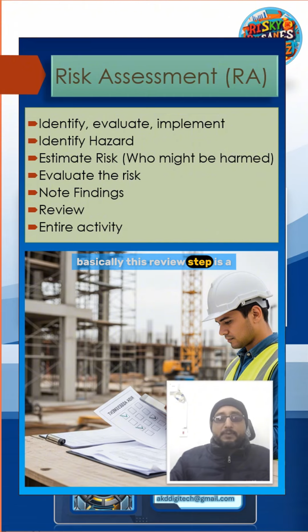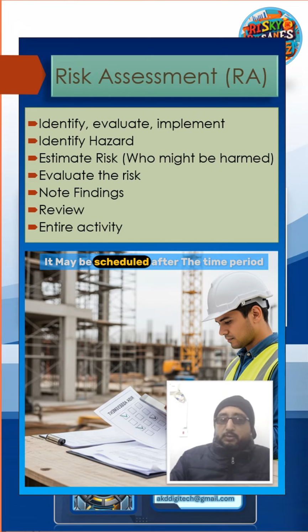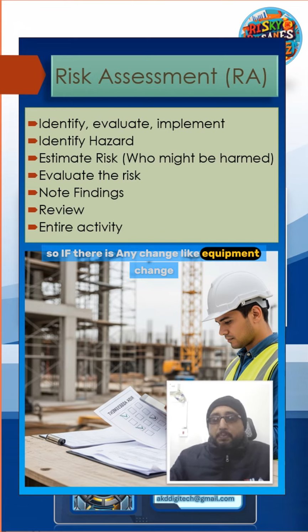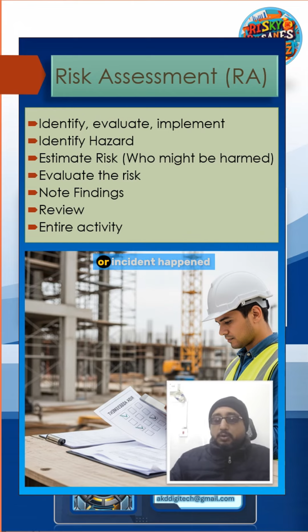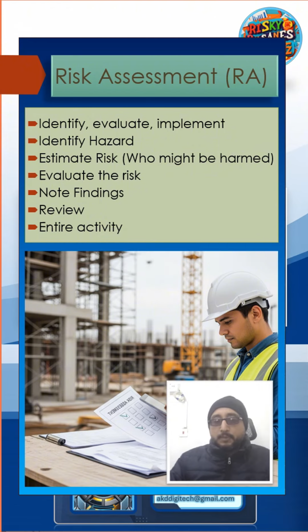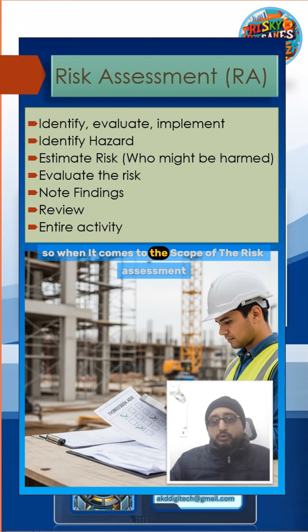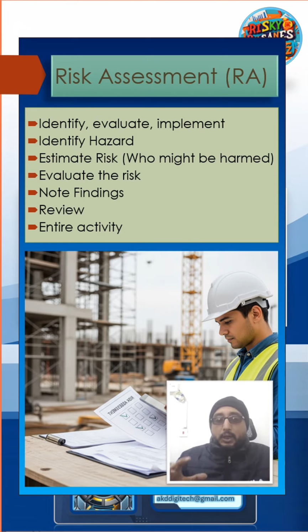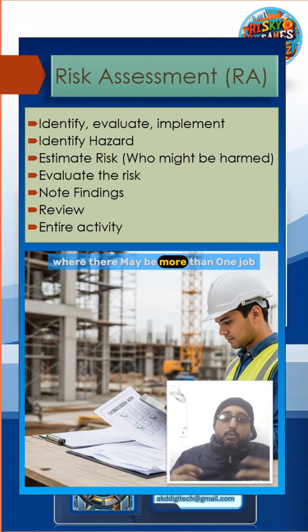Basically, this review step is a continuous process. It may be scheduled after a time period has passed, maybe 1 year. After 1 year, each risk assessment should be reviewed, or if there is any change. If there is any change like equipment change, activity change, or an incident happened, then we have to review our risk assessment. So when it comes to the scope of the risk assessment, it is basically focused on an activity where there may be more than one job.